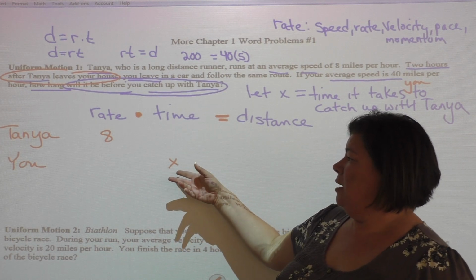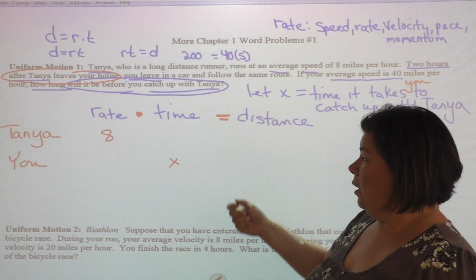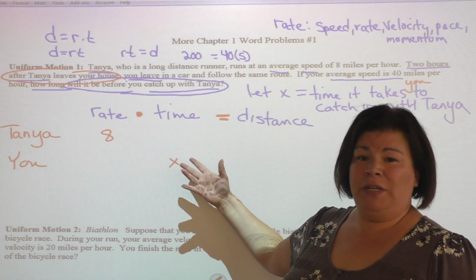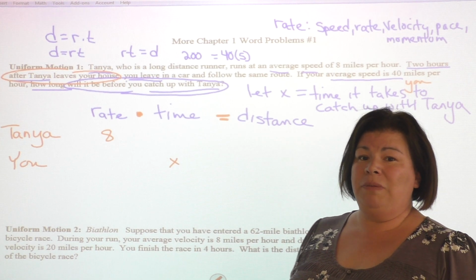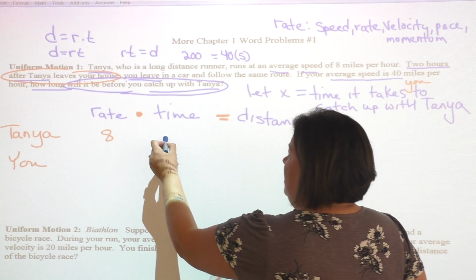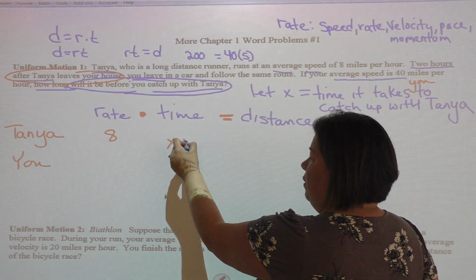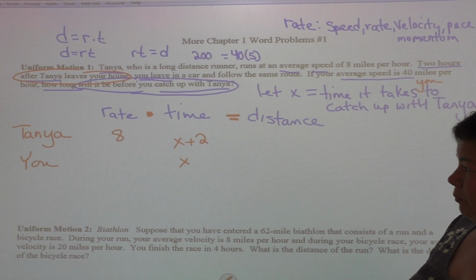So that means that Tanya left first. If you left 15 hours ago, she must have left 17 hours ago. If you left 10 hours ago, she must have left 2 hours earlier, which is 12 hours ago. So any time that you left, which is X, we're going to add 2 additional hours to Tanya because she was running a little longer.